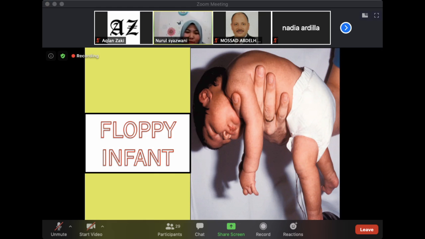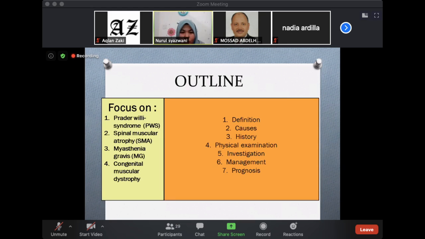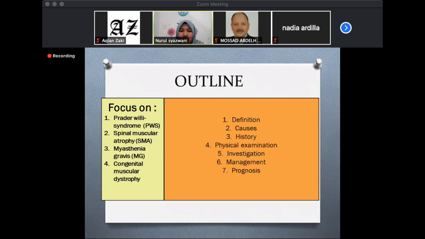So my topic will be floppy infant. Can you see this posture of the infant? This infant had a floppy posture. So these are my outline. I will focus more on four diseases or syndromes. The first one is Prader-Willi syndrome. Second one is spinal muscular atrophy. The third one is myasthenia gravis, and the fourth one is congenital muscular dystrophy.